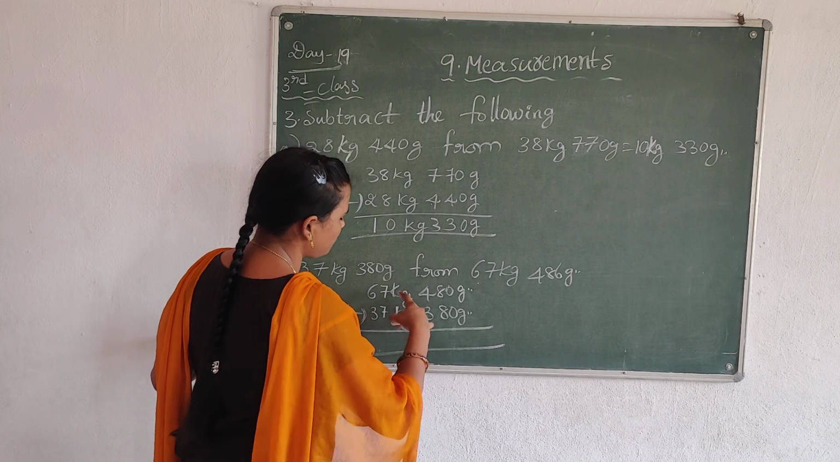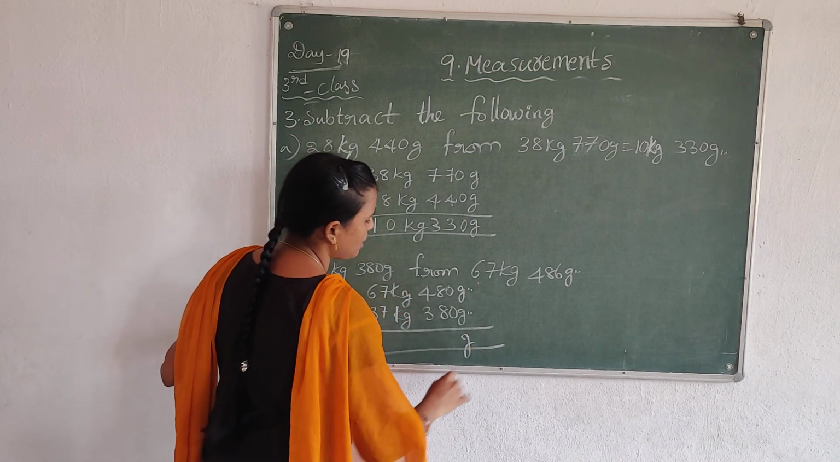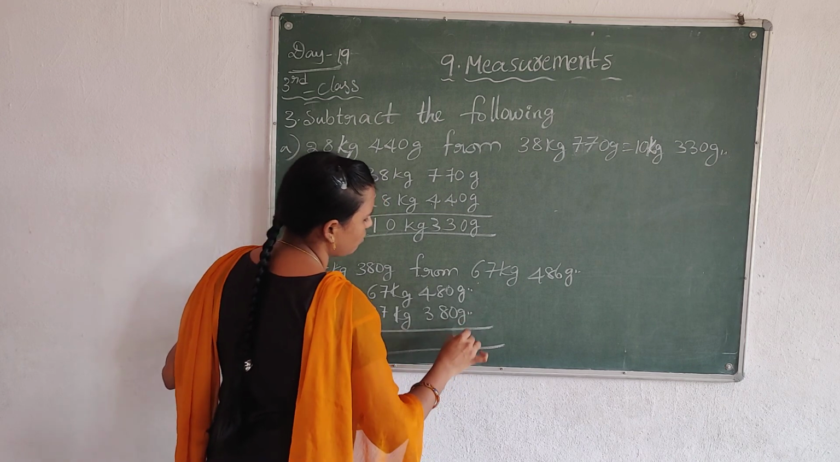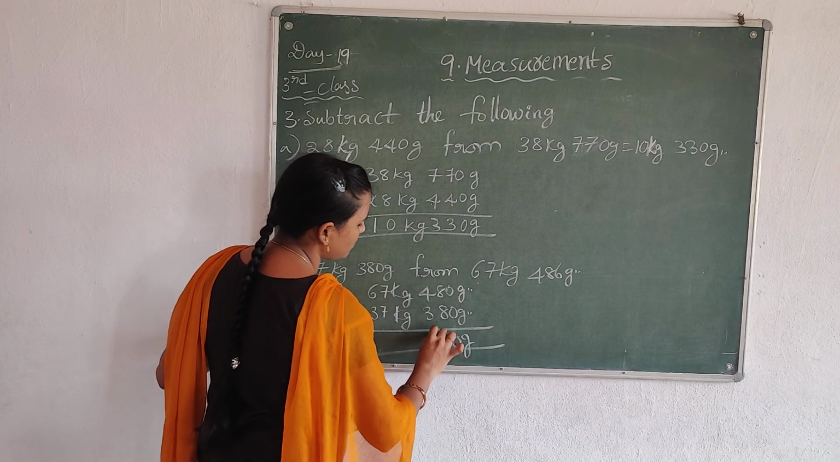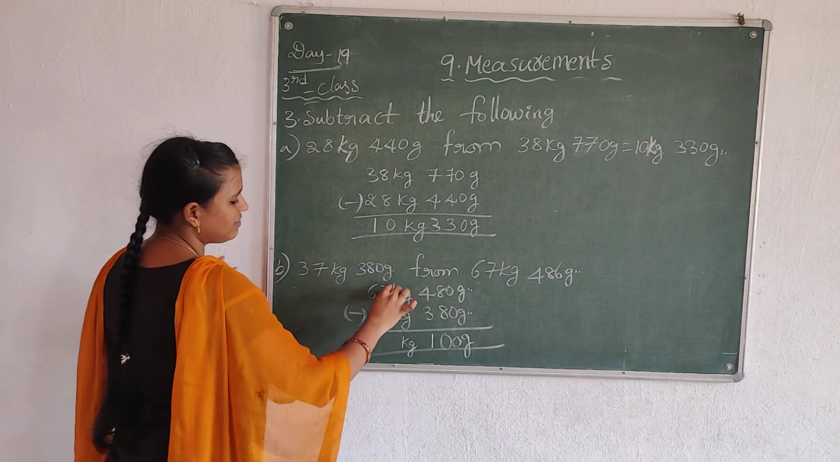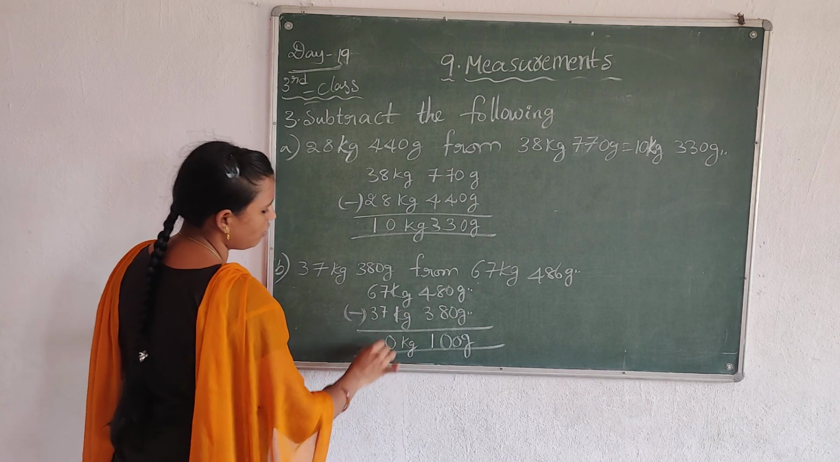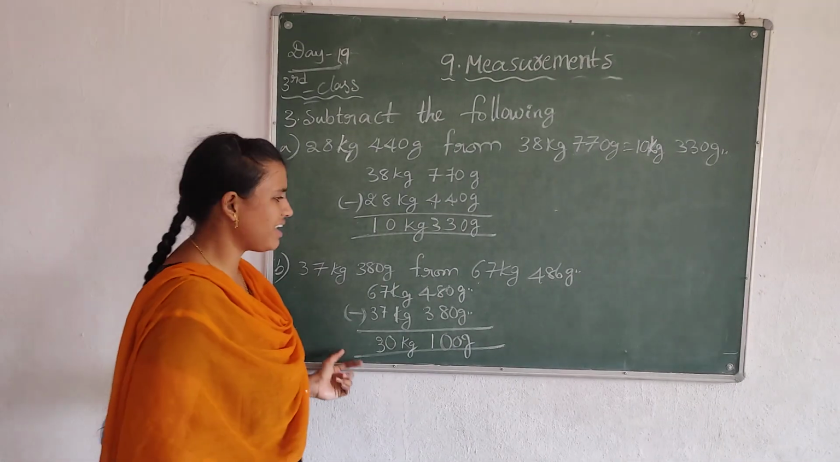Let's do the subtraction. Subtract grams from grams, kgs from kgs. Grams first. 0 minus 0 is 0. 8 minus 8 is also 0. 4 minus 3 is 1. Kgs next. 7 minus 7 is 0. 6 minus 3 is 3. So this is very easy now.